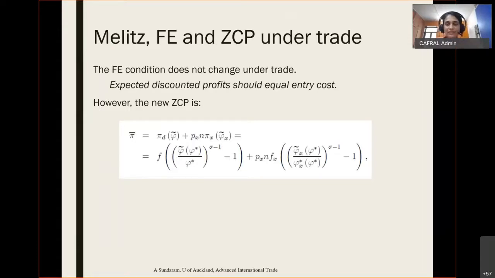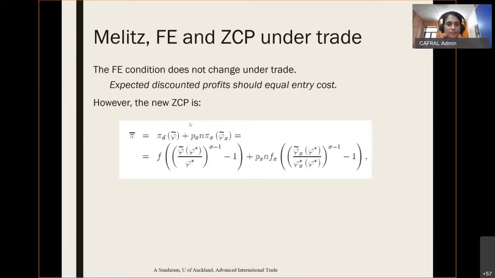Except for the discount factor and the fixed entry cost, none of that has really changed. And so the FE condition does not change under trade. So it is still true that the expected discounted profits should equal the entry cost. That still holds. But the ZCP condition is going to now look different.